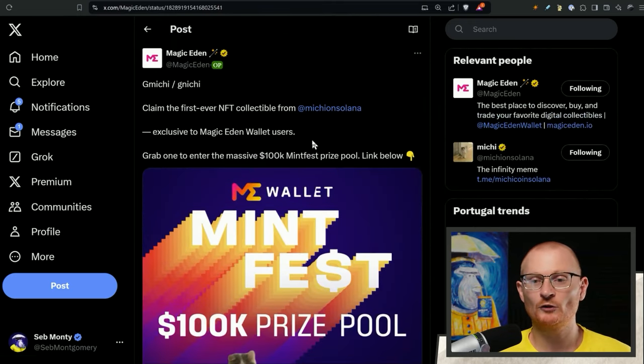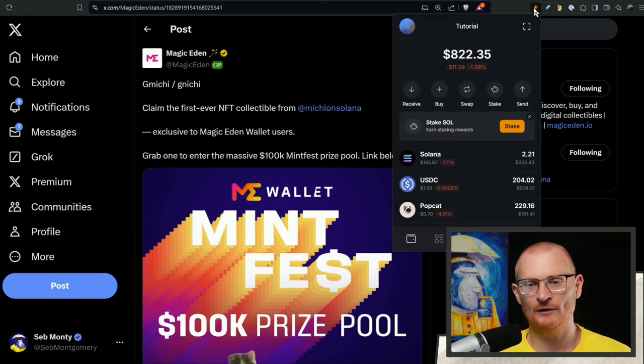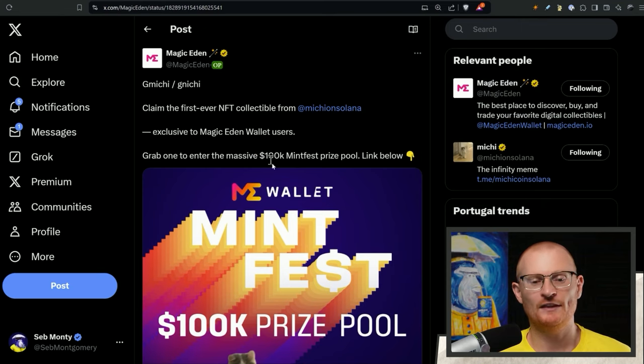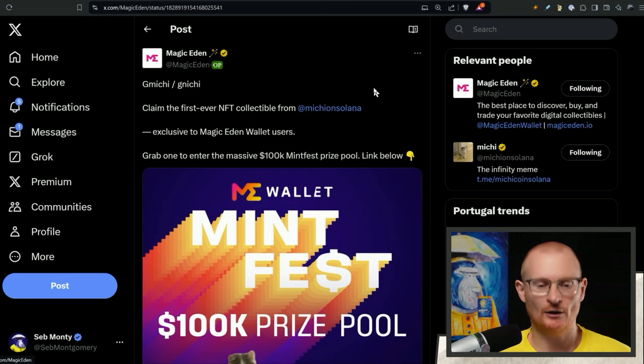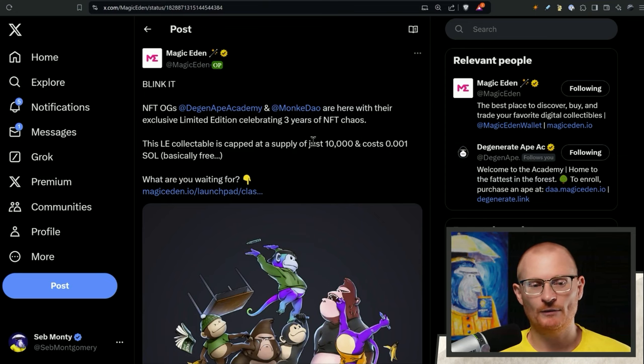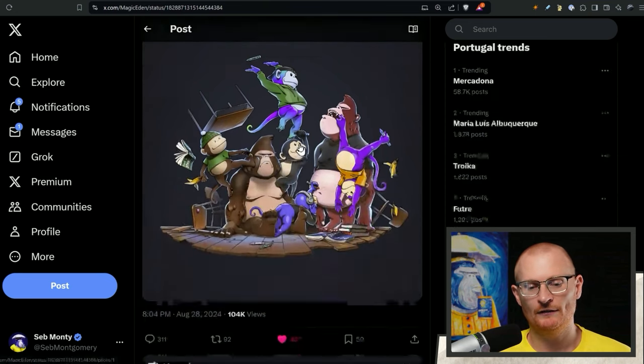Remember, my wallet of choice is Solflare. It's just a better wallet, but for the sake of being transparent with information, there's a $100,000 MintFest prize pool. If you go and get the Magic Eden mobile wallet, you go mint this for a couple of dollars, that could be worth your effort. I haven't actually done it yet myself. I'll do it today.